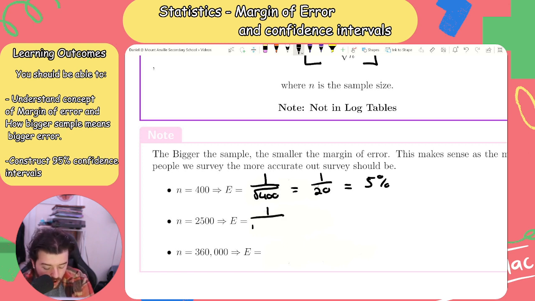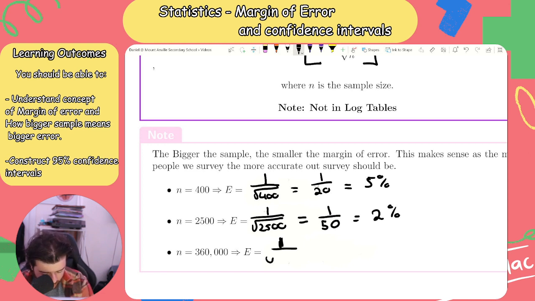For 2,500, that's going to be 1 over the square root of 2,500, which is equal to 1 over 50. We'll check. I think it's 50. No, it's not 50. I do not know my fractions. It is 50. Shucks, my instincts. 1 over 50 is equal to 2%. Now, 360,000, that's going to be 1 over root 360,000, which is 1 over 600, which is roughly equal to 1.6%.